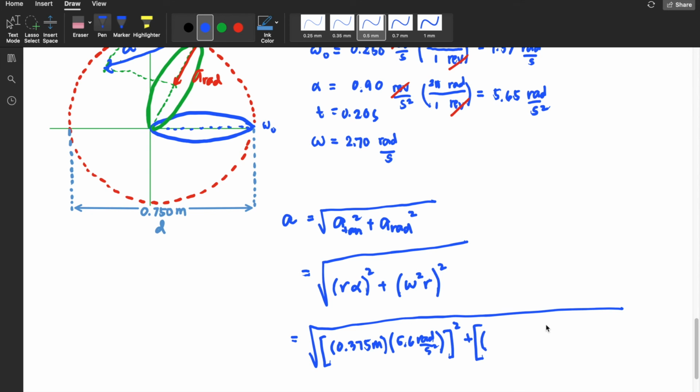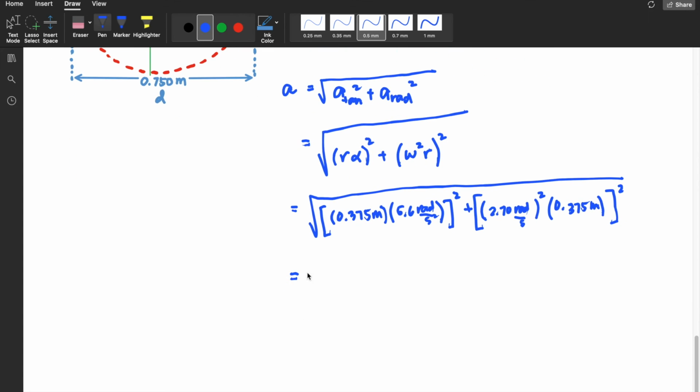radial. So you'll have here, naka-square ni siya, so that would be 2.70 radians per second, and then multiplied by r, 0.375 meters. Okay, and then squared. So the final answer is simply in meters per second squared, and that would be the magnitude of the linear acceleration. That would be 3.46 meters per second squared.